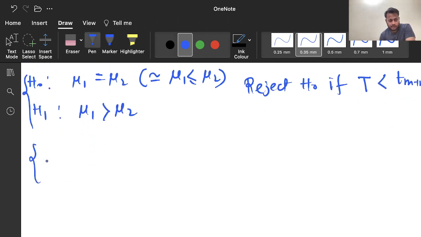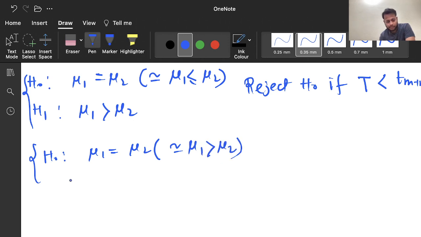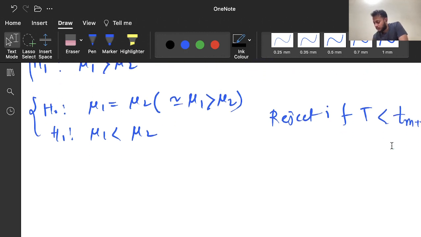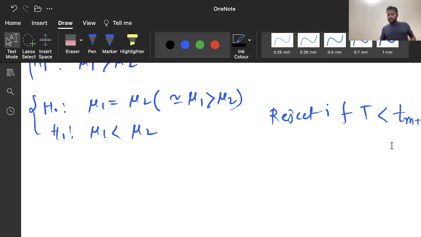And another is H0: mu1 greater than or equal to mu2, and the alternative is mu1 less than mu2. Then reject H0 if t is less than minus t with m plus n minus 2 comma alpha. So that's it.